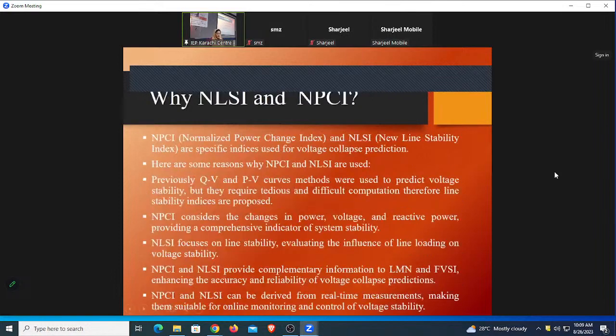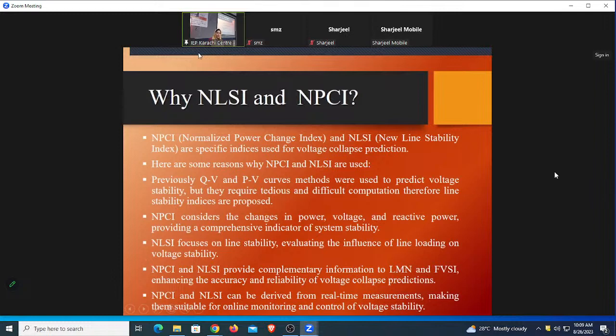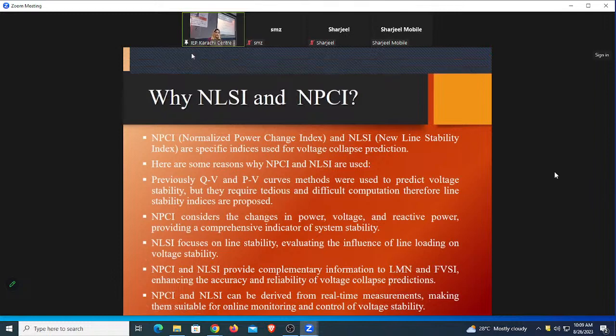So in this research, we have proposed two indices, that are the New Line Stability Index, NLSI, and the Normalized Power Change Index, NPCI. Here are some reasons why NPCI and NLSI are used. Previously, to predict the voltage stability, QV and PV curve methods were used, but they require tedious and difficult computations. Therefore, line stability indices are proposed.